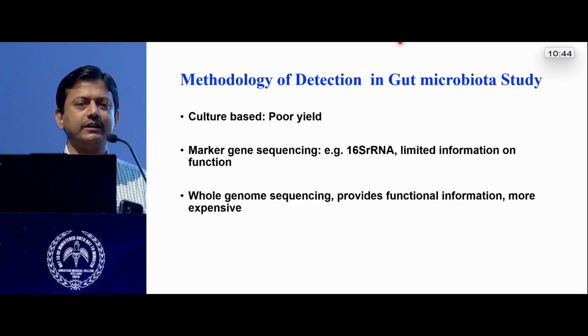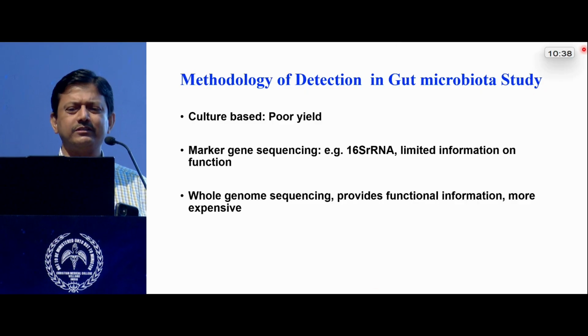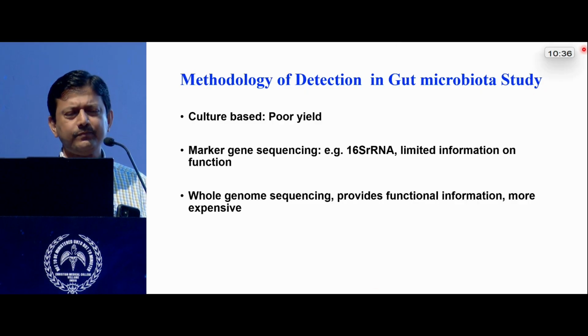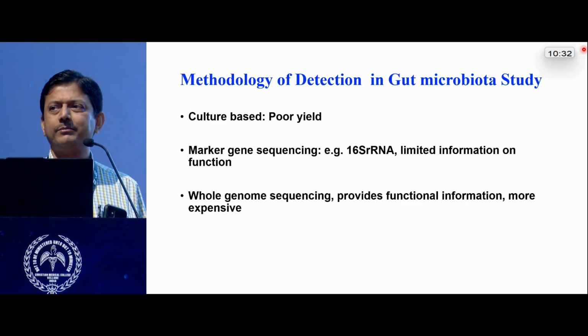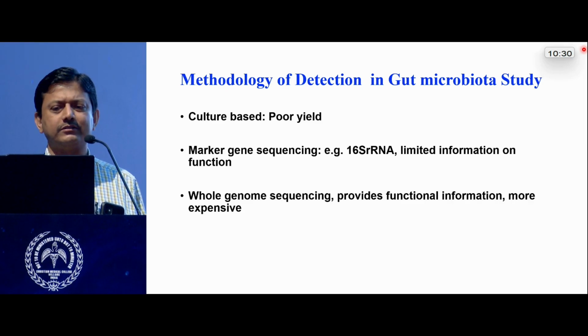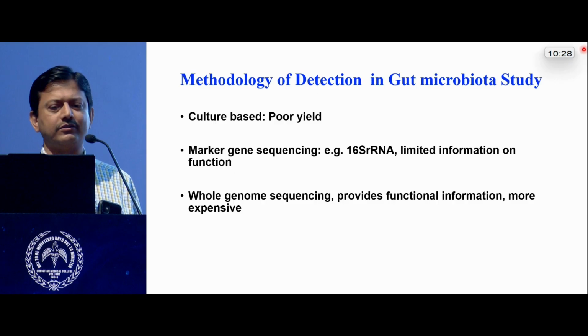The other one is where you do the entire bacterial sequencing. When you sequence the entire genome, you also know about the function, which is not possible with the smaller sequencing. So when you are looking at a microbiome paper, you should look at what methodology was employed. Was it marker gene sequencing, or shotgun whole genome sequencing? Sometimes they have a qPCR also.